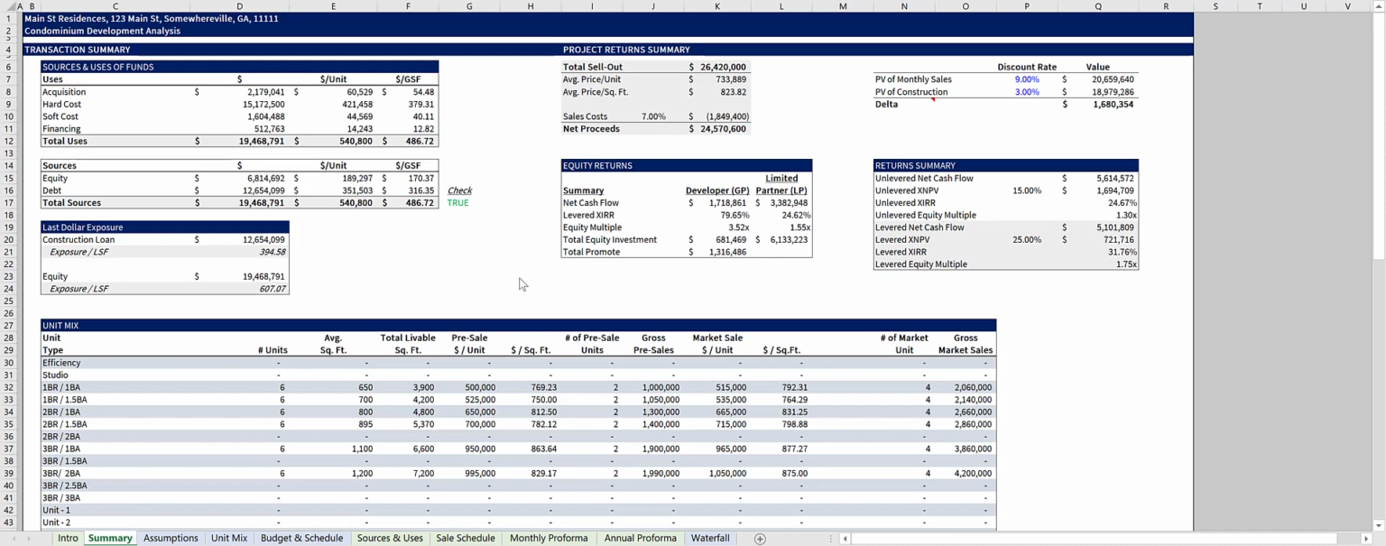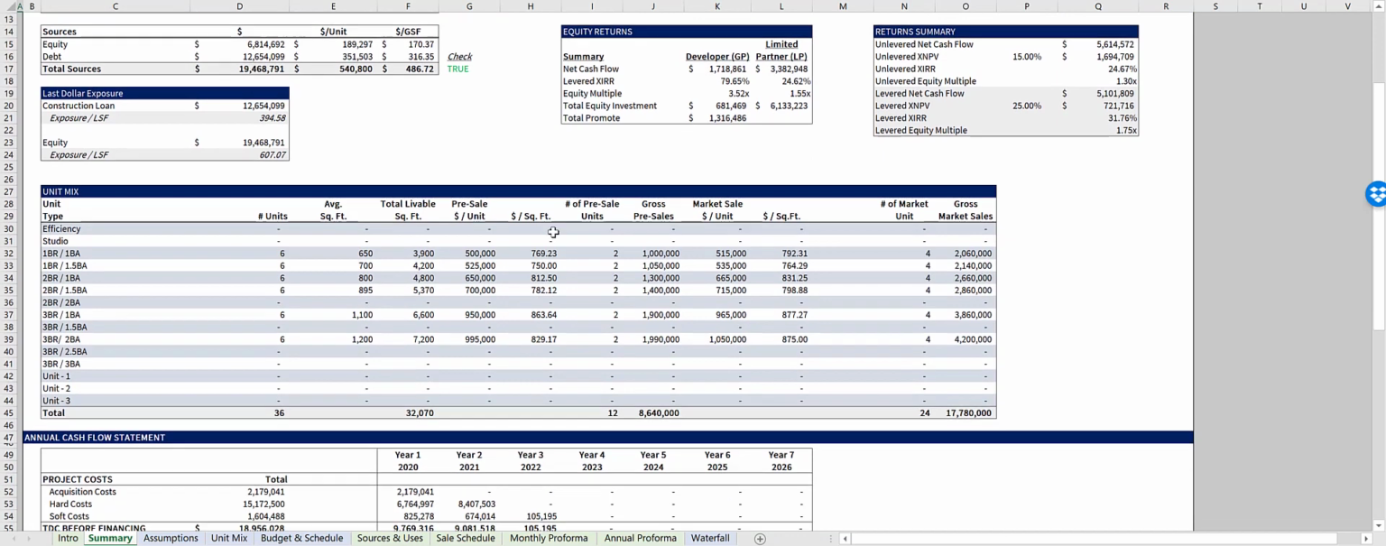The Summary tab is a recap of the entire deal in one place. It summarizes the sources and uses of funds, the last dollar exposure metrics, a sales summary, and two distinct return summaries. The last dollar exposure metrics help you better understand risks, such as where your break-even point is.